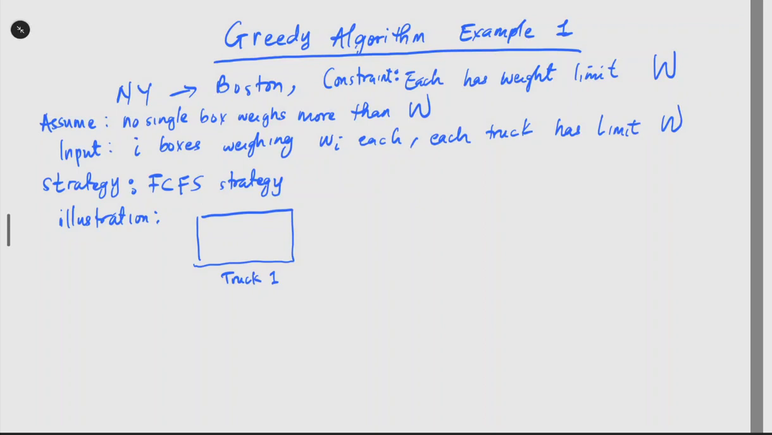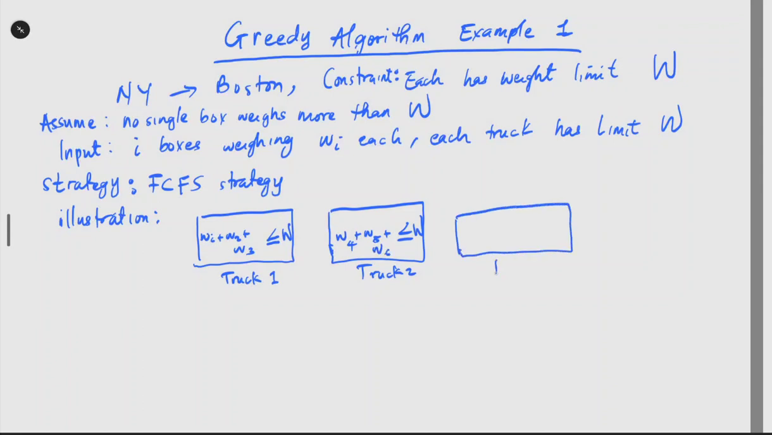I'm going to put boxes in truck 1 until it reaches less than or equal to big W. So I have, let's say, W3. Then this is truck 2. I'm going to put little boxes in it until, let's say, I have this.